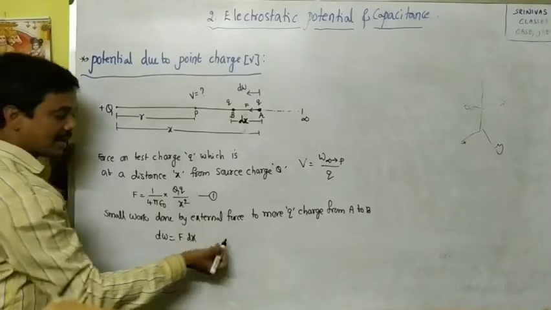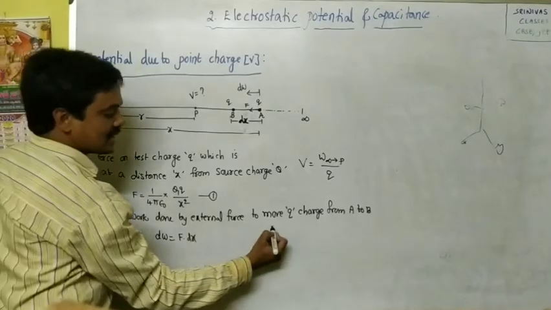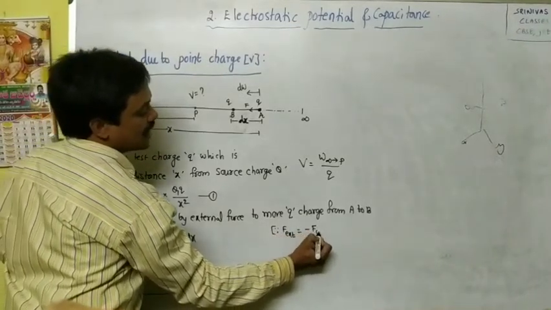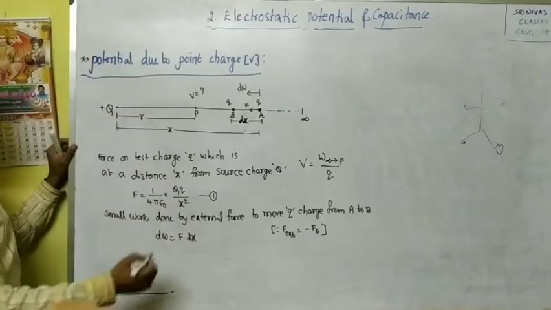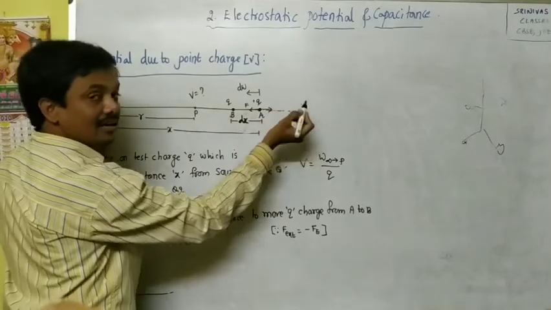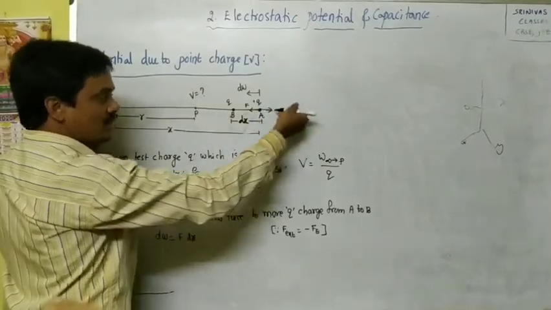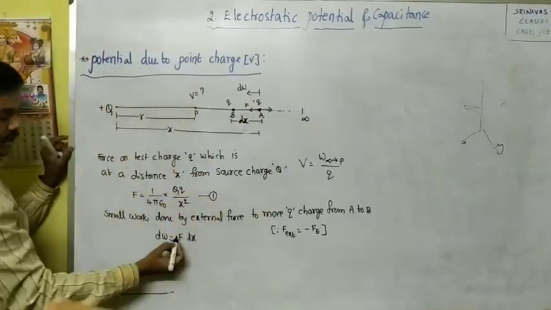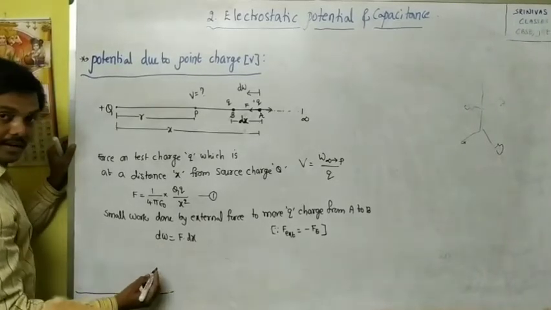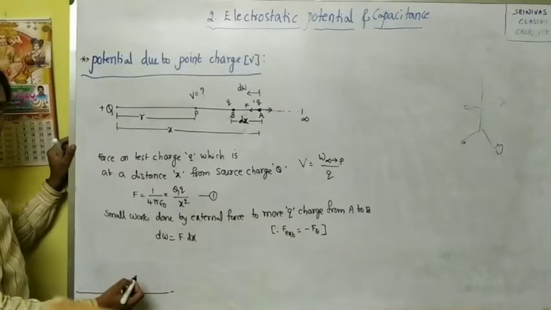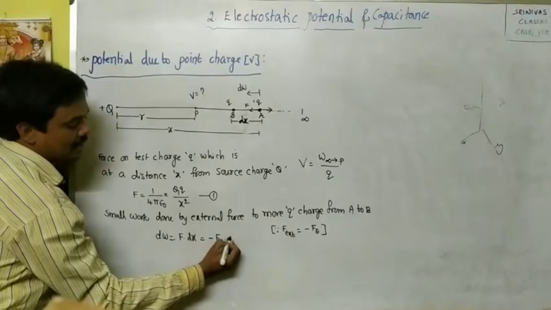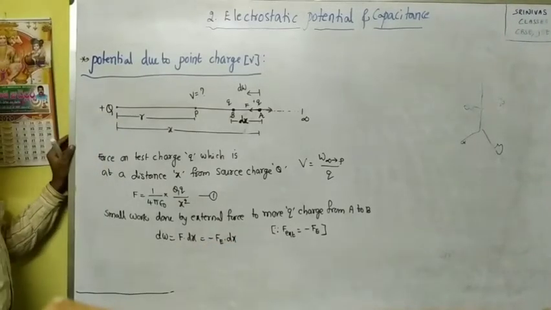And here we have to calculate the work done by the external force, but the external force is opposite to the electric force. The electric force: this plus Q repels this plus Q, so the electric force acts this side. And we are applying force this side because we are moving the q charge from A to B. Then work is equal to force into displacement. Before calculating the total work, this F we write as minus Fe into dx, where Fe is the electric force.